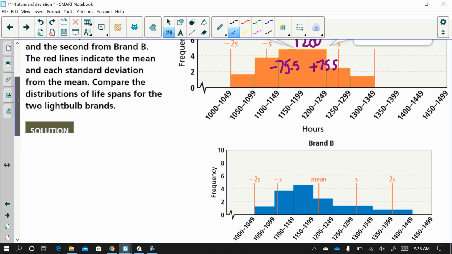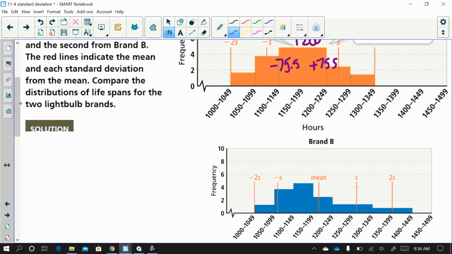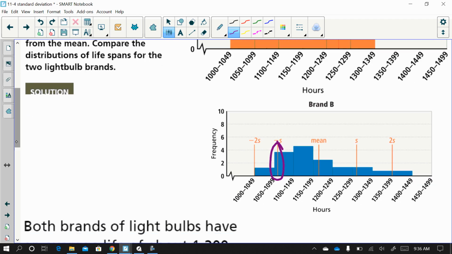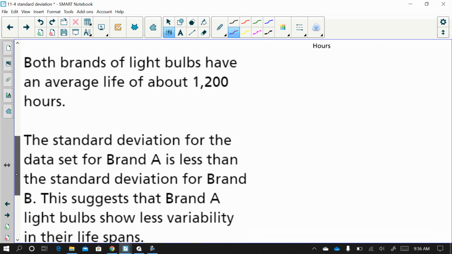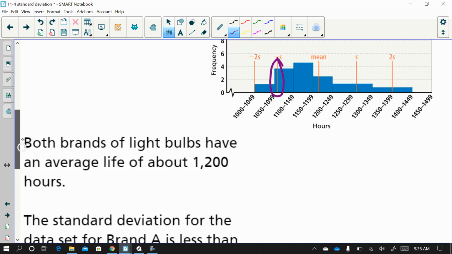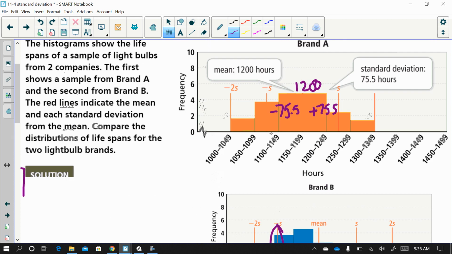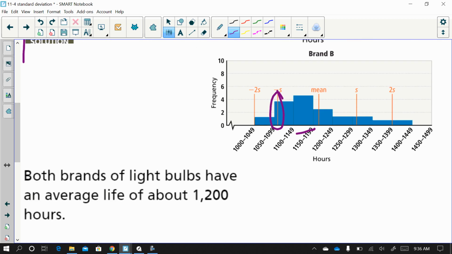Okay, so let's compare. One standard deviation for my first sample was halfway in between 1100 and 1149. Notice this standard deviation is not. So it looks like brand B is a lot more spread out. Both brands of light bulbs have an average lifespan of about 1200. We knew that. The standard deviation for brand A is less than the standard deviation for brand B. We notice that because it's a lot less space between each of the lines. Notice brand B, like I was just saying, is a lot more spread out.